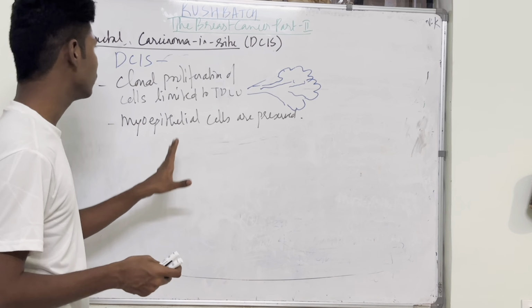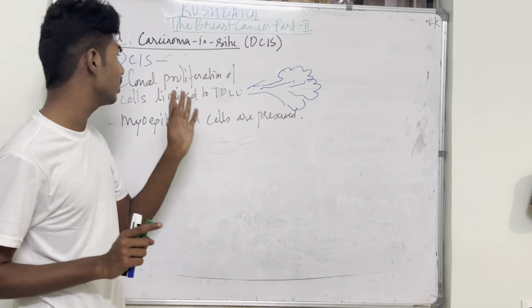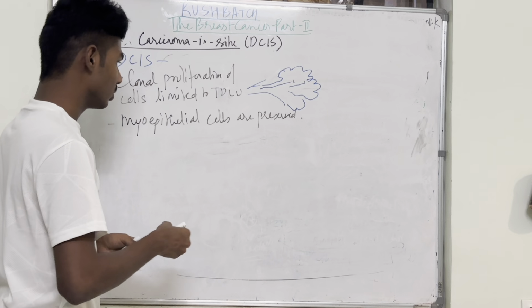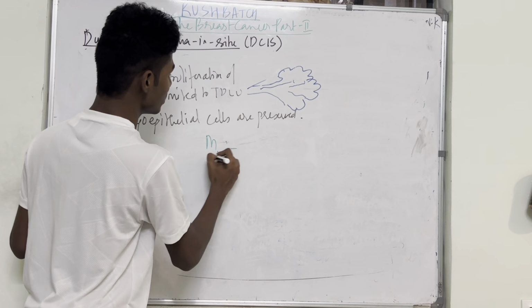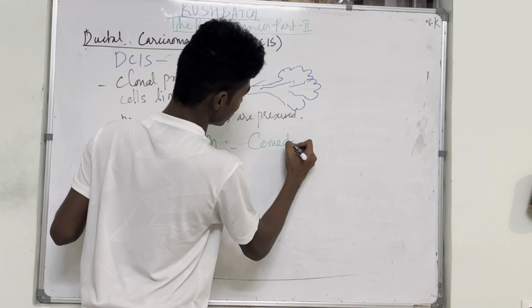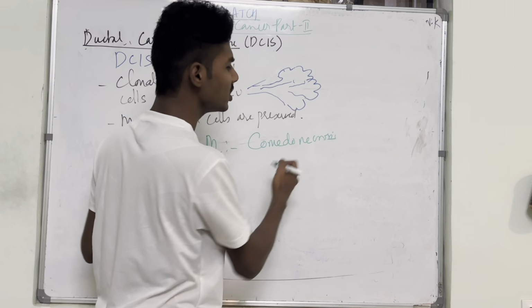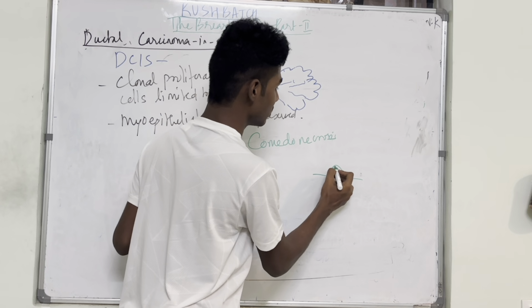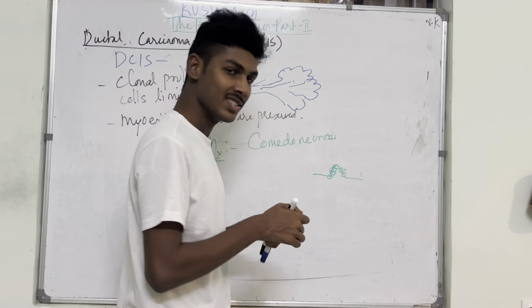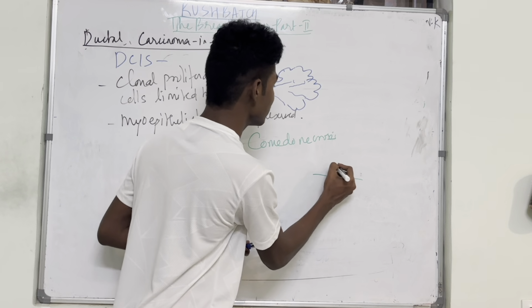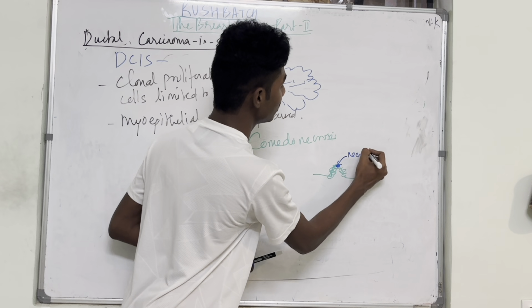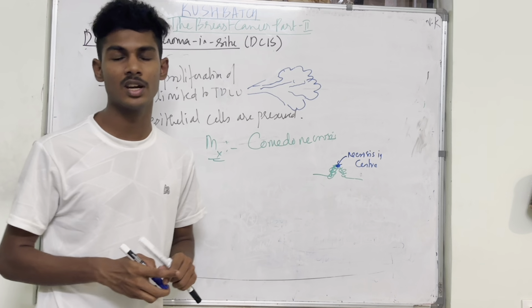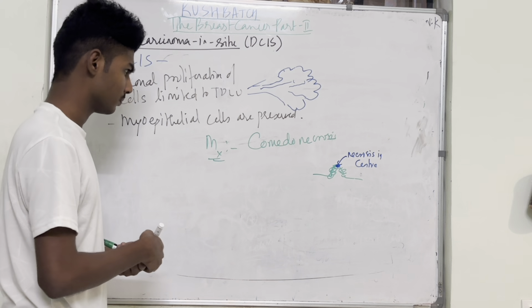Okay. Now you see the myoepithelial cells are preserved and the clonal proliferation of cells is within this TDLU. Here you will be seeing a necrosis that is called comedo necrosis. What do you mean by comedo? Just think of a pimple. See, there are tumor cells, whereas there is a necrosis in the center. That we call comedo. So necrosis in the center, that I am going to call as comedo pattern of necrosis. Are you understanding? Okay, coming to the next.